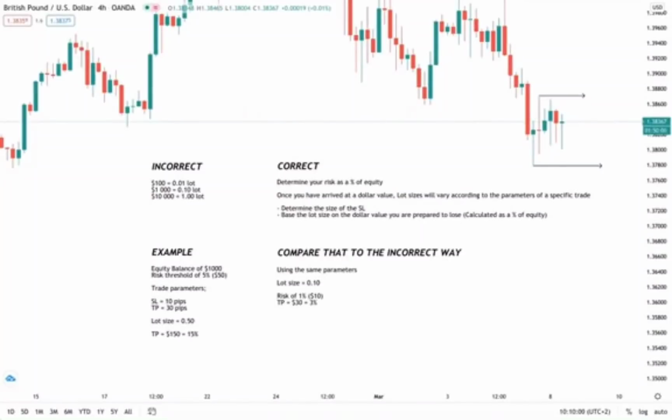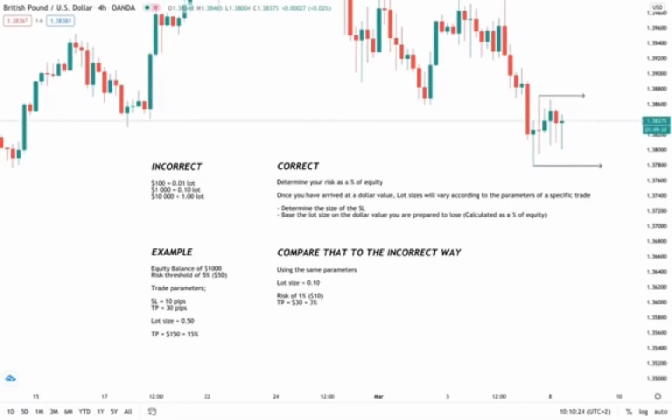Let's look at the following example. So if we have an equity balance of $1,000, all right, and your personal risk threshold sits around 5%, all right, that equates to $50. So now once we've done that, we know we are willing, or you are willing, to lose $50 on a specific trade taken or specific setup, okay? That is your risk threshold.